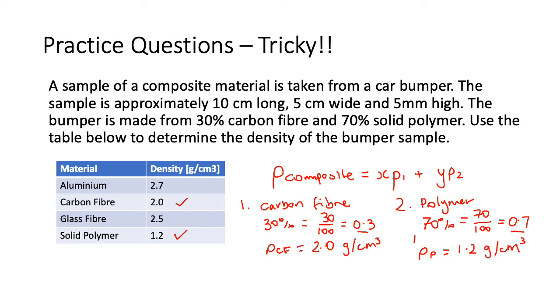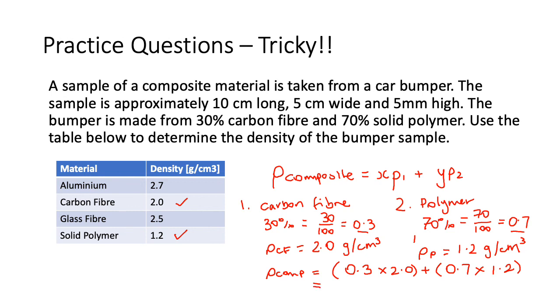So now we just need to put everything into the equation to work out what the density of our composite is. So the density of the composite equals our proportion of carbon fibre times its density. And we're going to add to that the proportion of polymer times the density of the polymer.